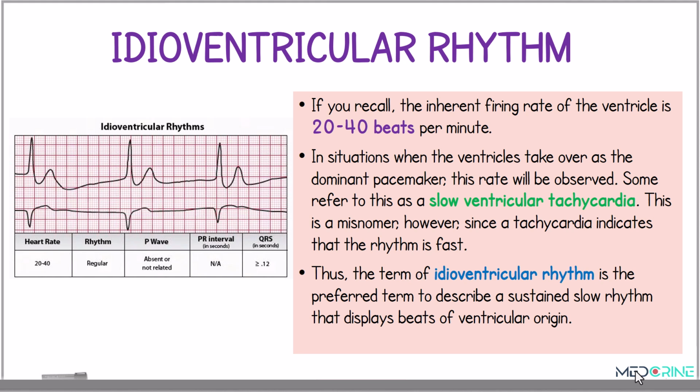However, try to think of it: ventricular tachycardia and the word slow. The name itself is a misnomer because tachycardia means we expect to have a very fast heart rhythm, but on the contrary, we have a slow heart rhythm. Therefore, the correct name for this one is idioventricular rhythm.